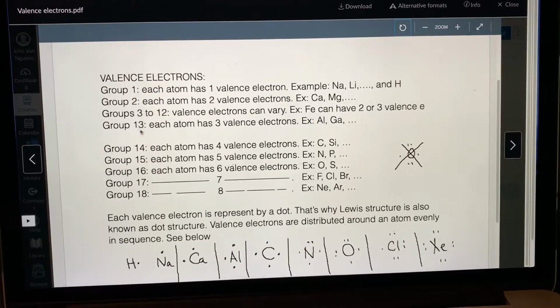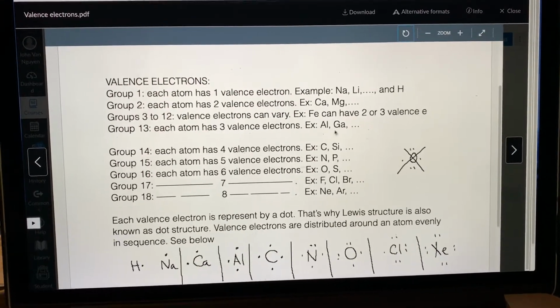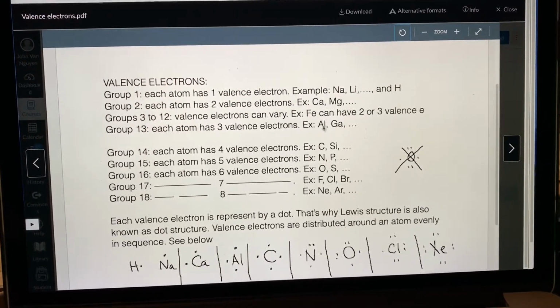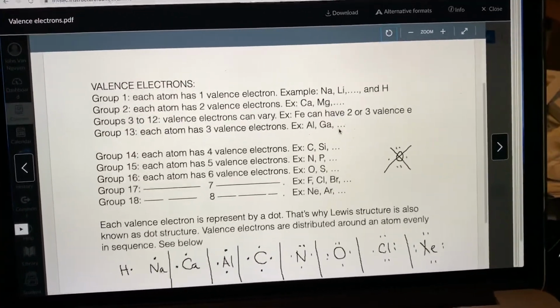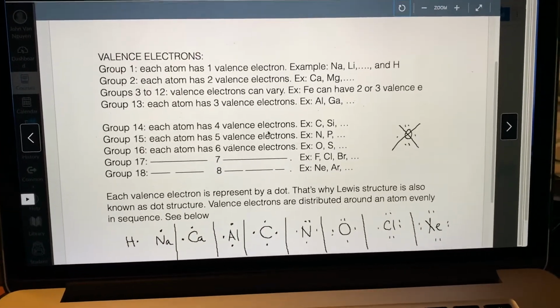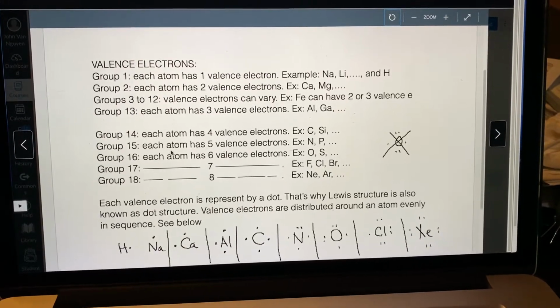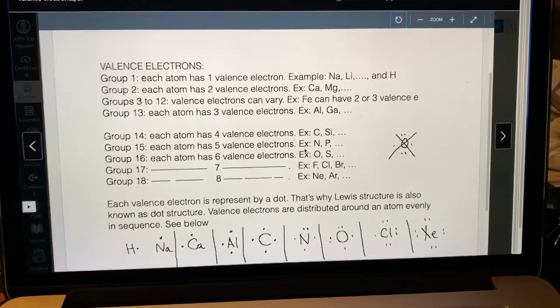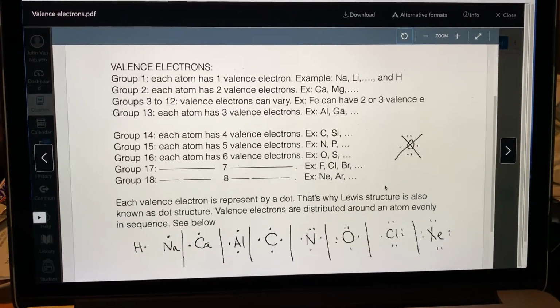Now, when we get to group 13, things get back to normal. You drop the 10, and you get 3 valence electrons, such as aluminum, gallium, boron, B. I didn't put it in here, B. Group 14, this is very popular. 4 valence electrons, that's carbon, silicon. Group 15, you get 5 valence electrons, nitrogen, phosphorus, and so on. So you've got a whole comprehensive list right here.